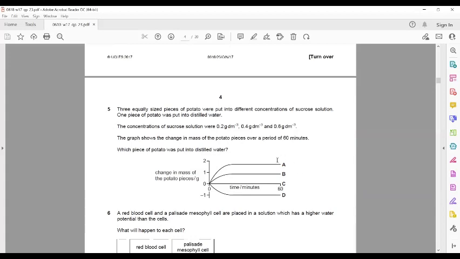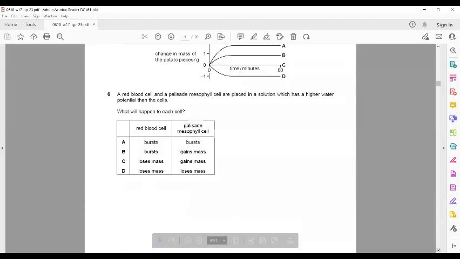So A can be distilled water, because distilled water is just pure water. It has no impurities in it. It equals zero, for example, grams per dm cubed of sugar or sucrose in it. So that's why A is the answer, because this is the most dilute solution here, distilled water. And you see that the greatest change in the mass of the potato has happened here.